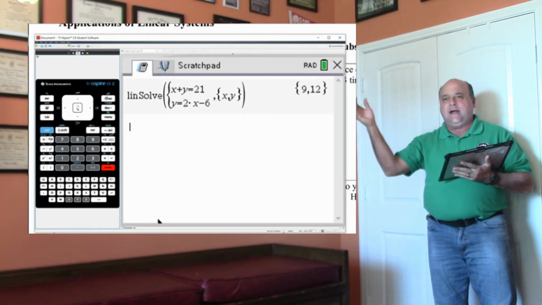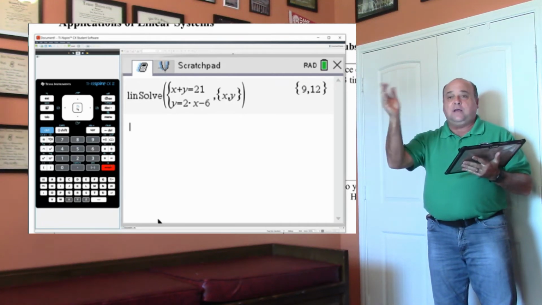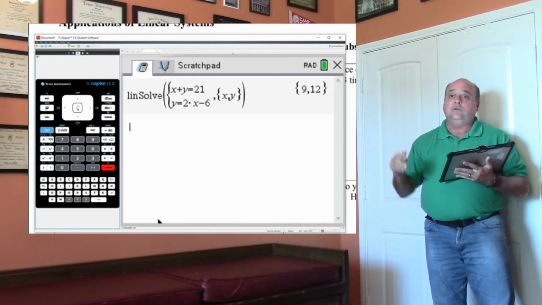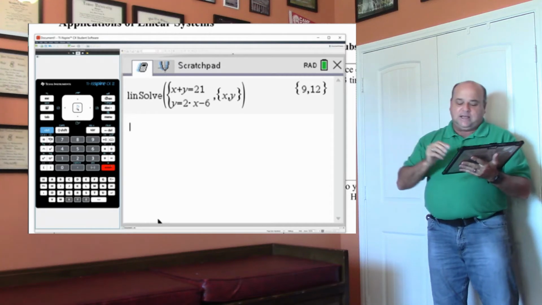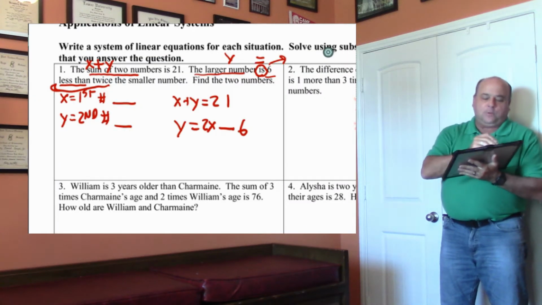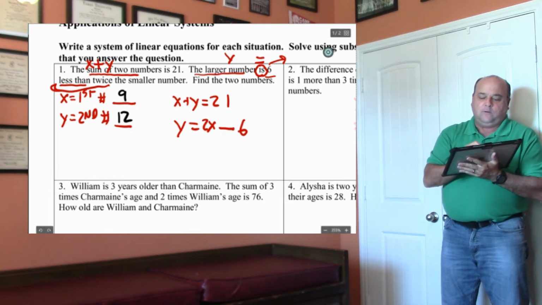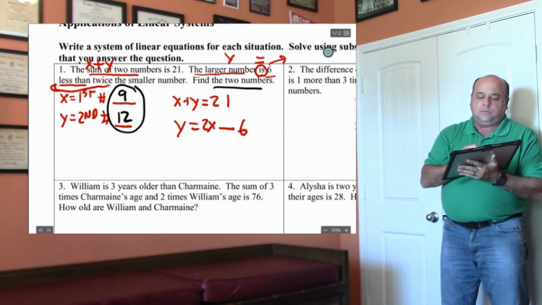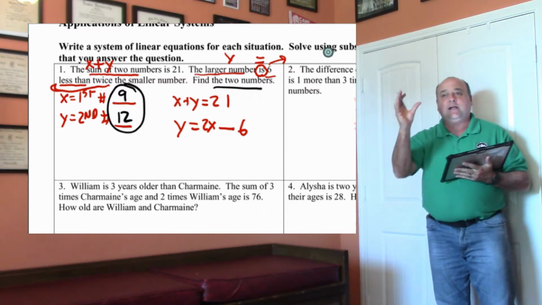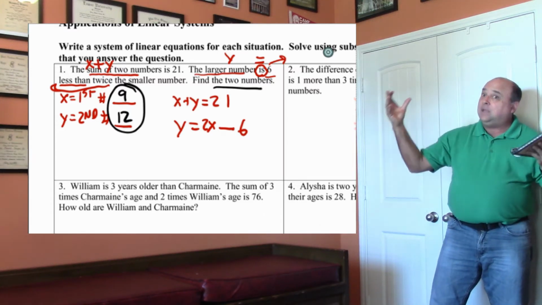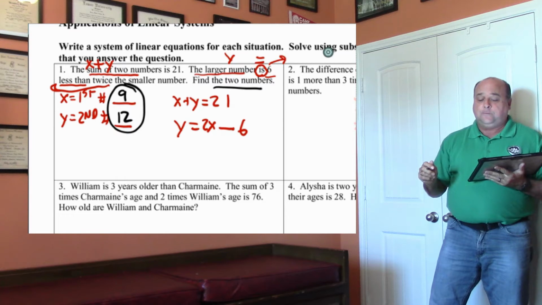Notice 9 and 12 add up to 21. And if you multiply the smaller number by 2 and subtract 6, you get the larger number. So it works out, doesn't it? Go back to your paper and write down 9 and 12. The two numbers are 9 and 12. You're not going to write this as an ordered pair because you're finding real life stuff here.